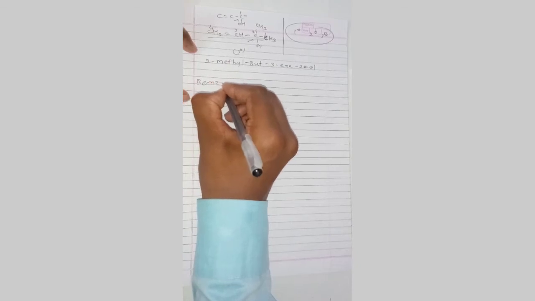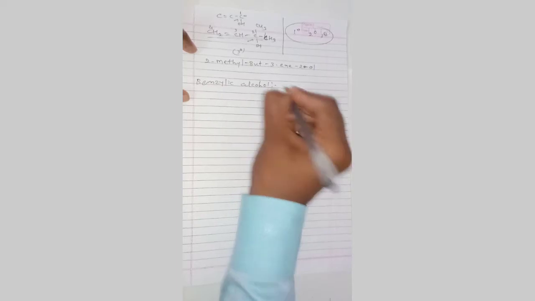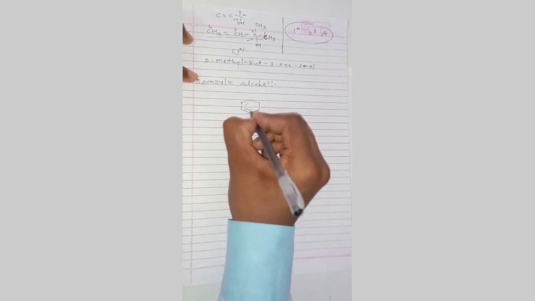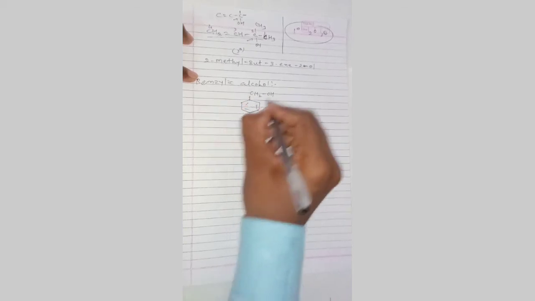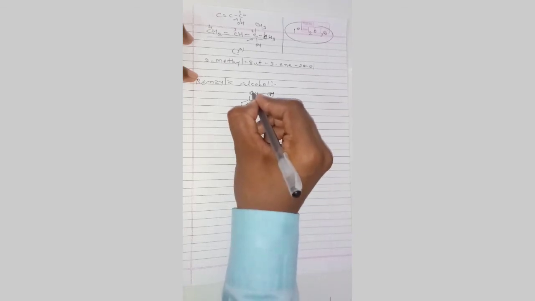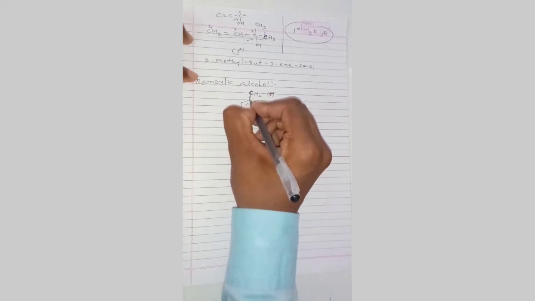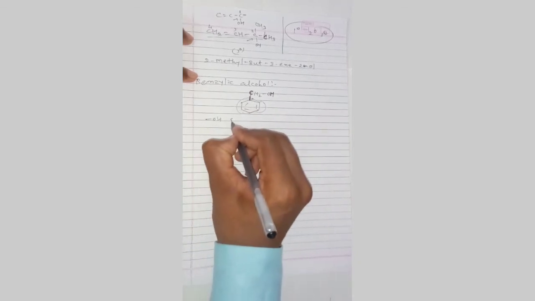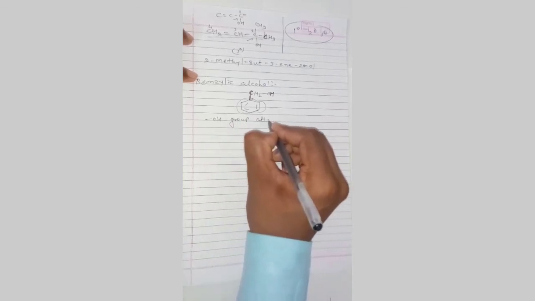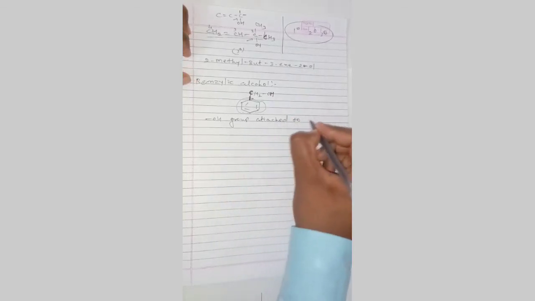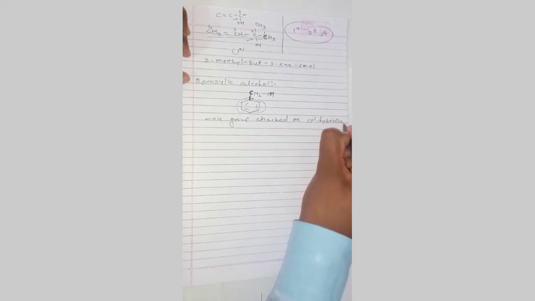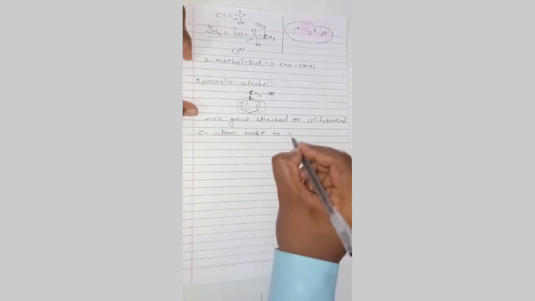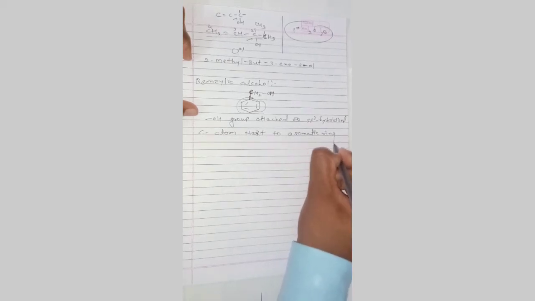Now let's see about benzylic alcohol. Here the hydroxyl group is attached with an sp3 hybridized carbon atom, and this sp3 hybridized carbon atom is directly bonded to an aromatic ring. So the OH group is attached to an sp3 hybridized carbon atom next to an aromatic ring.